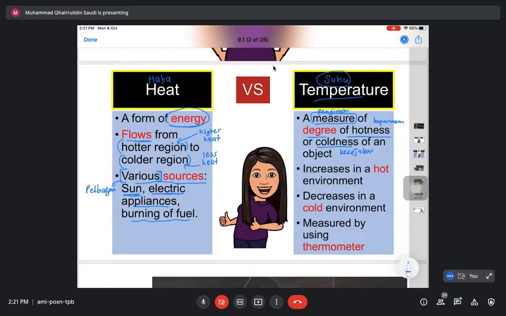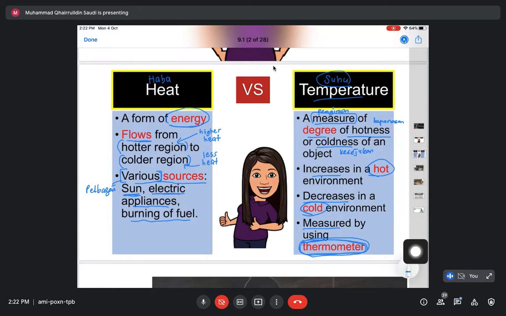Tapi haba tadi adalah tenaga, tenaga yang menyebabkan sesuatu benda jadi panas atau sejuk. Suhu tu bukan menyebabkan sesuatu tu panas atau sejuk. Dia hanyalah pengiraan ataupun numbers. So temperature, suhu akan increase in a hot environment while dia akan decrease in cold environment. Suhu ni dia tidak bergerak. Dia boleh menaik atau menurun sahaja. Haba tadi dia boleh bergerak daripada tempat panas ke tempat sejuk. Dan suhu is measured using thermometer.